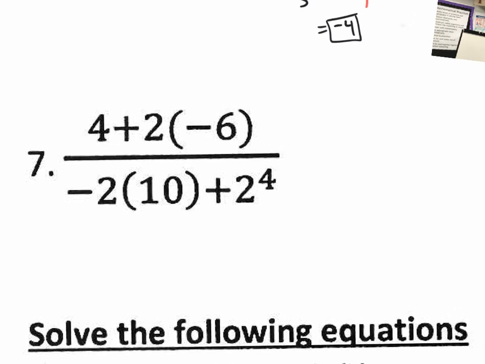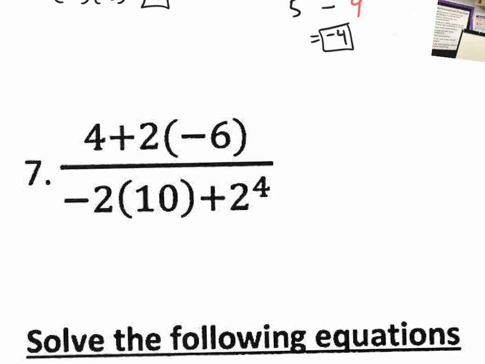So, last one on the opener. What's the final answer? Anybody? 2? Okay, let's see how we got that. Whenever you have a fraction, it's kind of like doing 2 separate problems. Simplify the top, simplify the bottom, and then at the very end, worry about this division bar. So up on top, we have 2 operations. We have a plus sign and a multiplication sign, right? It's between the 2 and the parentheses. It's invisible. So we start with multiplication.